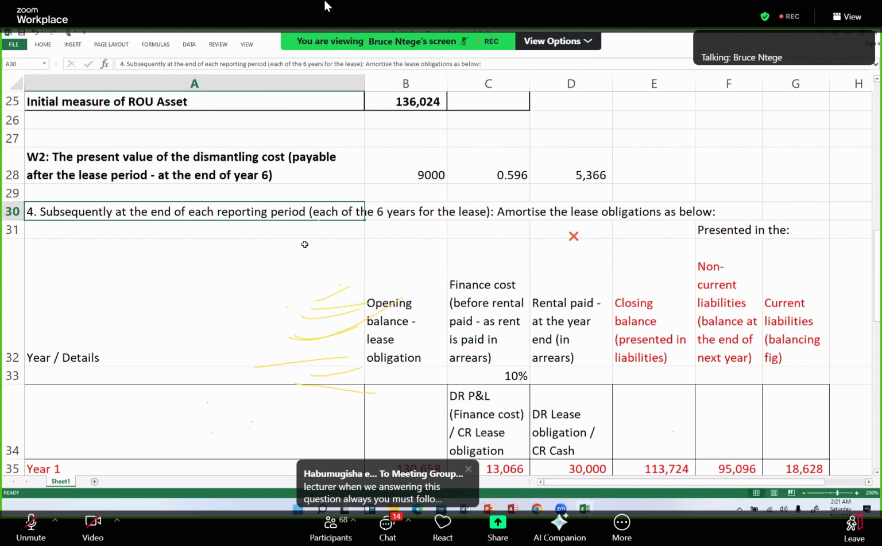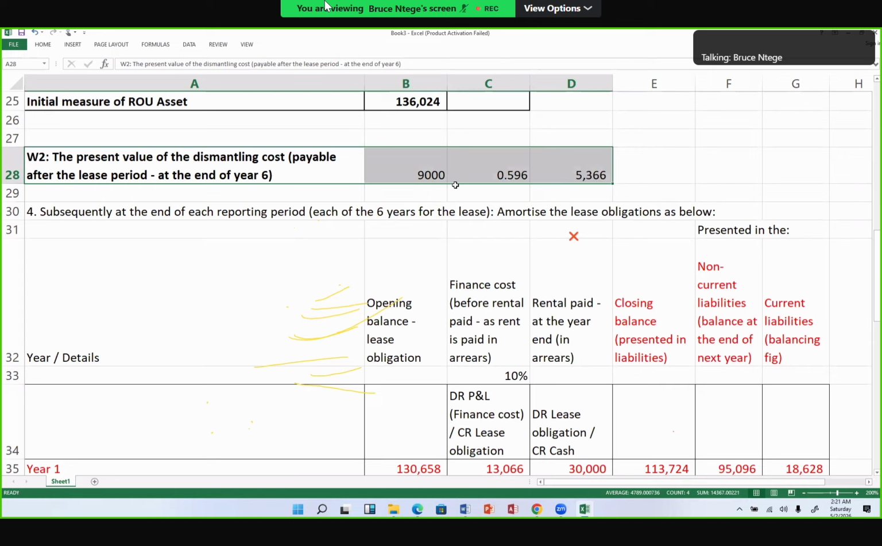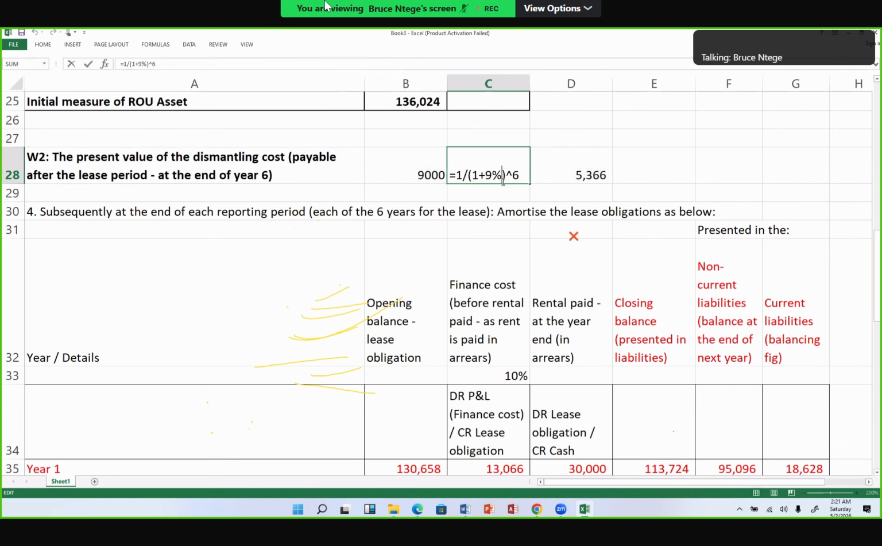Is it here? So in working 2, this is our working 2. We said that if we are paying 9,000 francs at the end of 6 years to dismantle to the original cost, and the discount rate we are using is 9%, then we shall get the discount factor as 1/(1 plus 9%) to power n. N is 6 years, because we shall pay the 9,000 at the end of 6 years. Okay, so we got the 5366 that way.